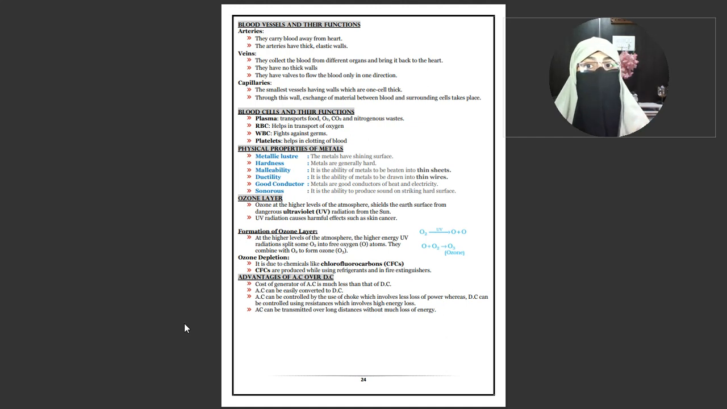Then blood vessels and their functions. There are three types of blood vessels: arteries, veins, and capillaries. Arteries and veins I have explained to you in the differences. Capillaries are the smallest vessels, having walls which are one cell thick. That means the thickness of the wall is very small. Then blood cells and their functions. What are the cells of the blood and their functions? Then physical properties. Then ozone layer formation, how does it occur? Then the ozone depletion. Then advantages of AC over DC, very important.